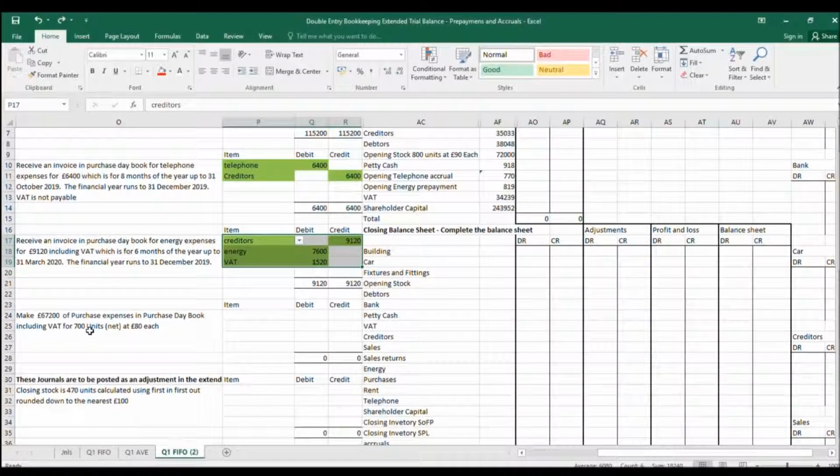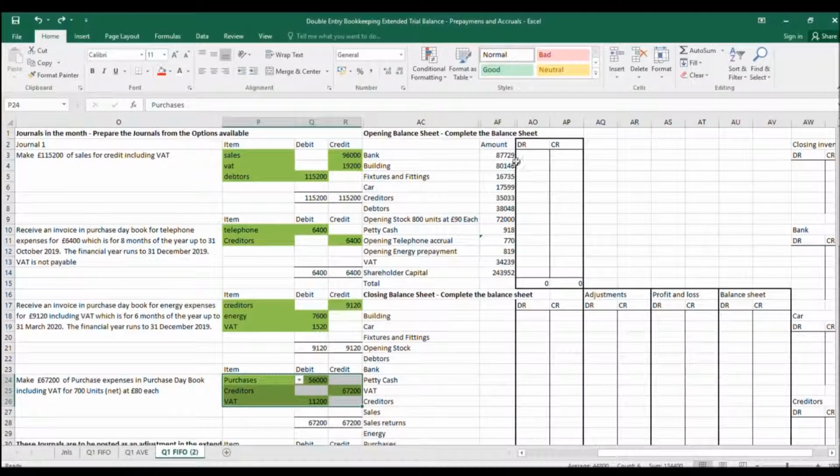And we've made £67,200 of purchases in the purchase day book. So debit purchases, credit creditors. We've got VAT as well in there, so that's going to be a debit of VAT, and so that's what we've got there. Okay.